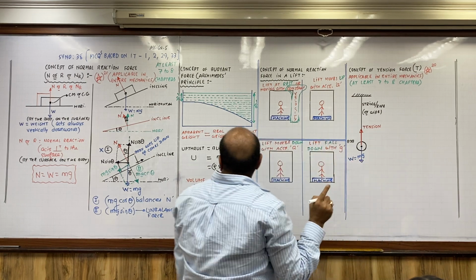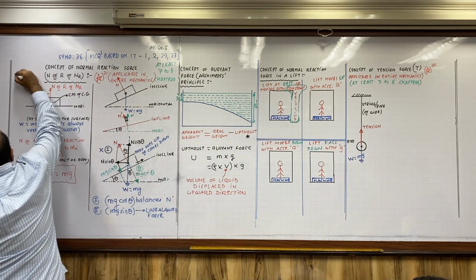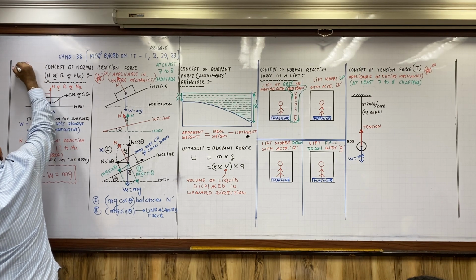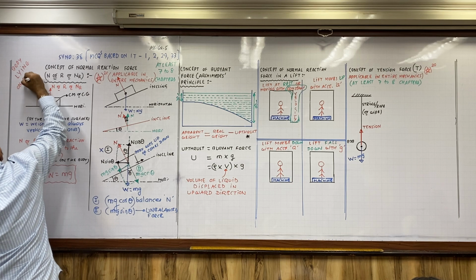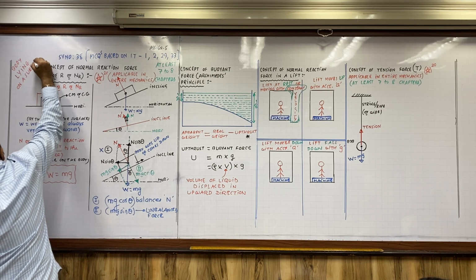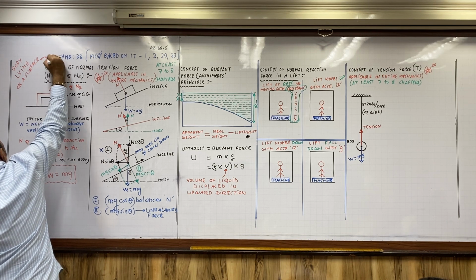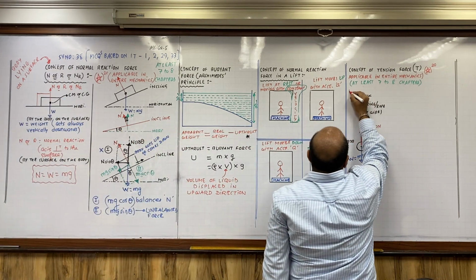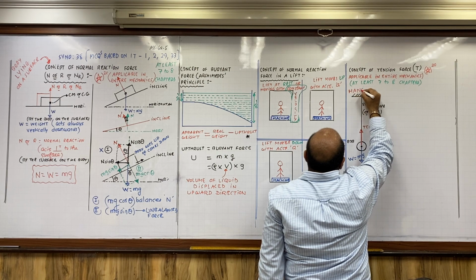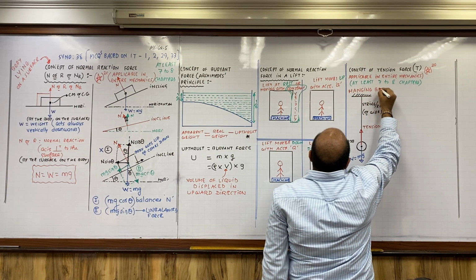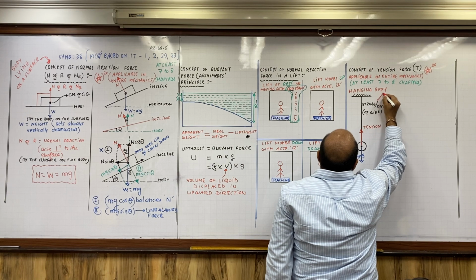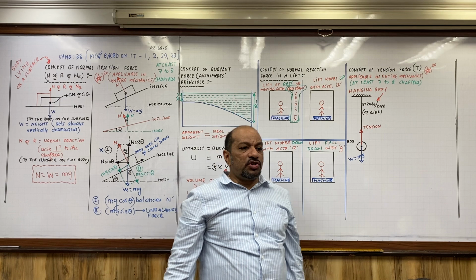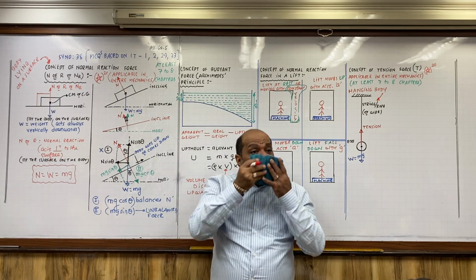So remember, if you are talking about a body lying on the surface, then you should always talk about normal reaction force. Never talk about tension force. But if you are talking about a hanging body with the help of a string or a rope or a wire, whatever, you should never use the word normal reaction. Now you should use the word tension.